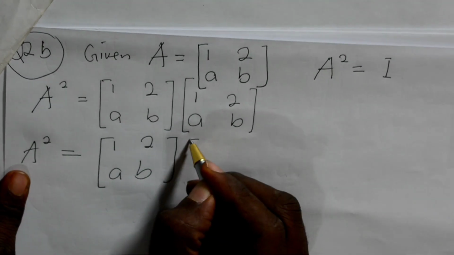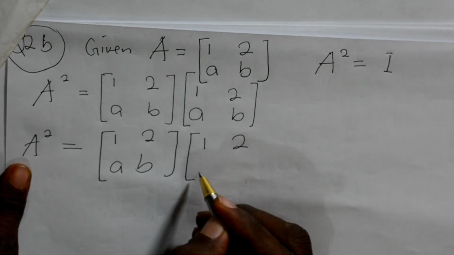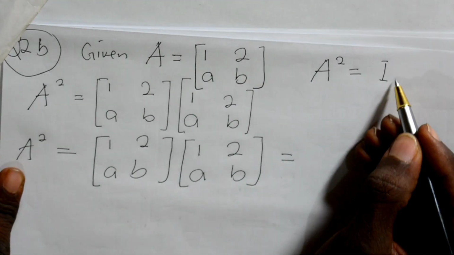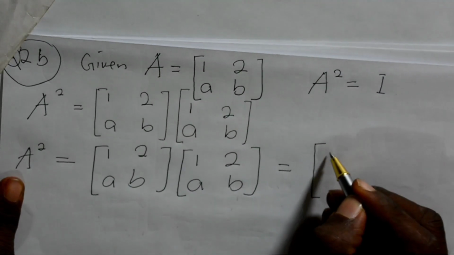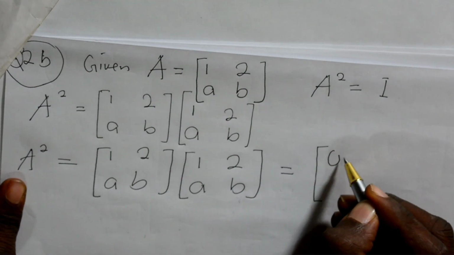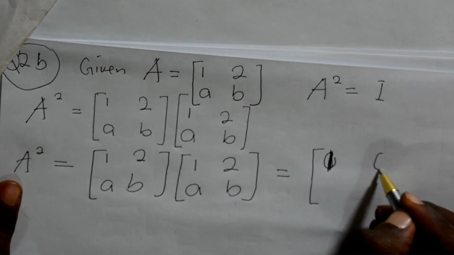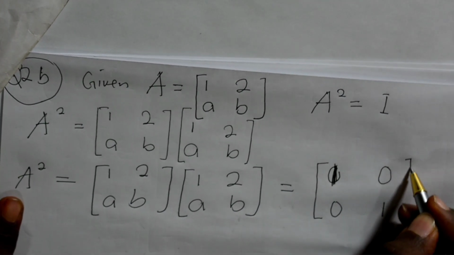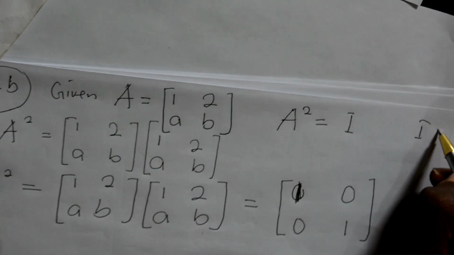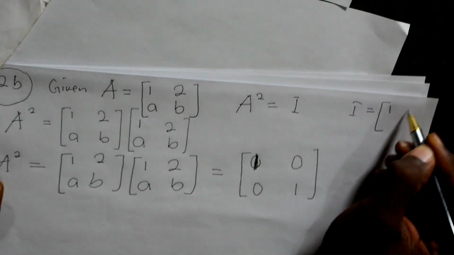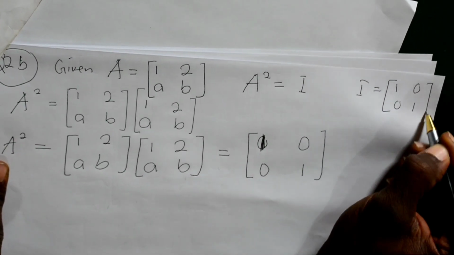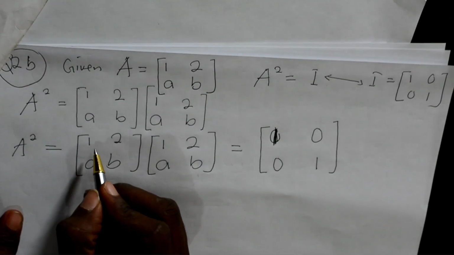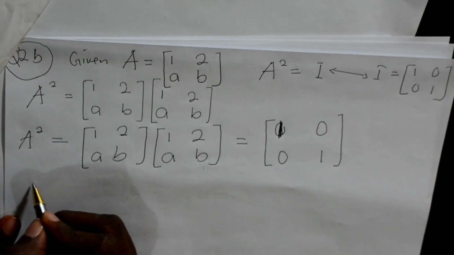Then the next matrix, the same matrix 1, 2, a, b, will be equal to the identity matrix. An identity matrix is a matrix which has 1 as its diagonal terms and 0 elsewhere. The identity matrix is equal to 1, 0, 0, 1, always 1 as its diagonal terms. So now, 1 times 1.